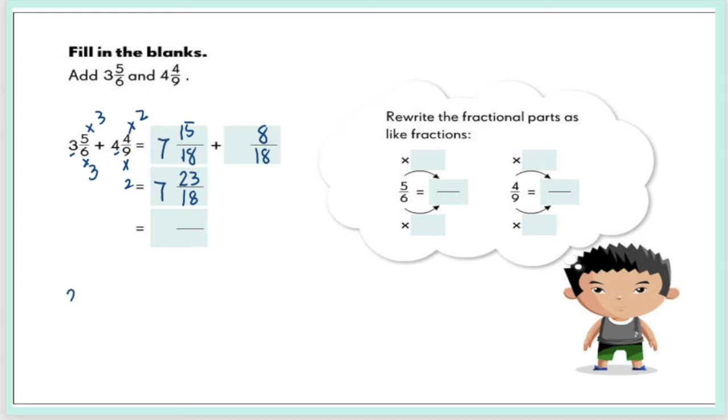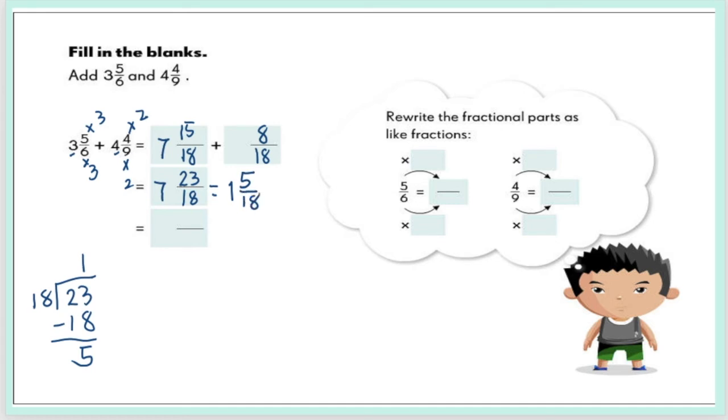So if we are going to divide 23 by 18, this will give us a quotient of 1. 1 times 18 is 18, and we'll have a remainder of 5. So 23/18 is actually equal to 1 and a remainder of 5/18.